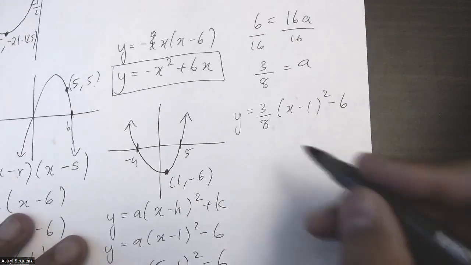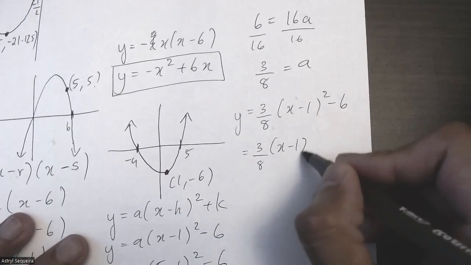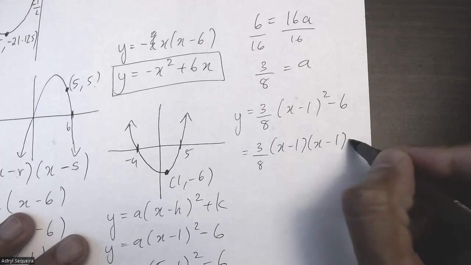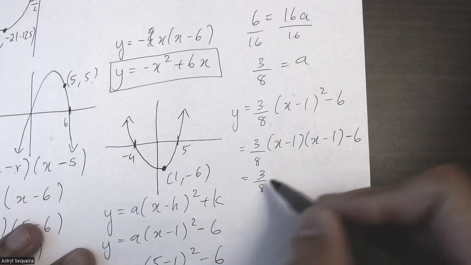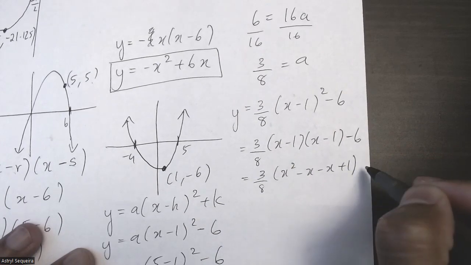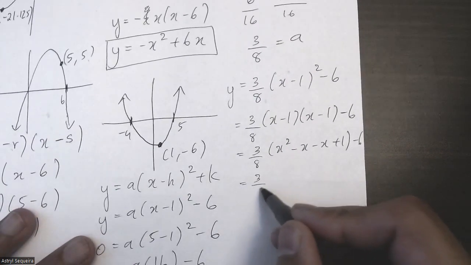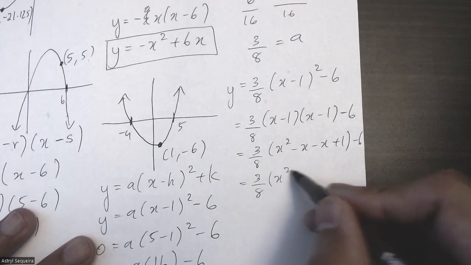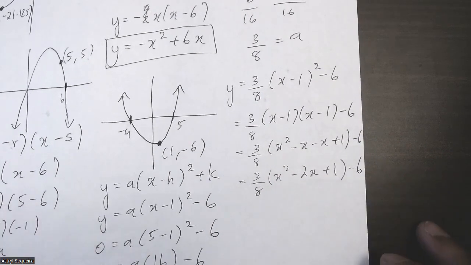But now we need to convert this to standard form. So the first thing we want to do is write out our bracket twice. Then we want to FOIL out our bracket. x squared minus x minus x plus 1, minus 6. And then combine like terms inside the bracket. So we have x squared minus 2x plus 1 minus 6.